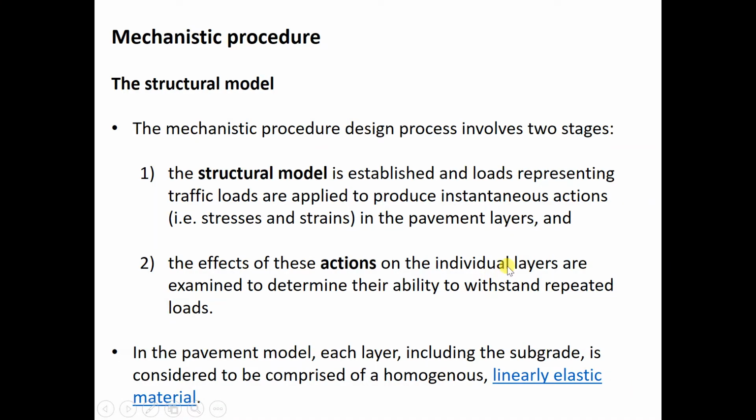So the structural model, the mechanistic procedure design process, involves two stages. First, we need to establish the loads representing the traffic loads that apply to produce an instantaneous action. So we talk about the stress and strain. We need to establish what's the loading. Every road will have some traffic loading, so we need to find the design loading for every pavement. So we need to get the design loads.